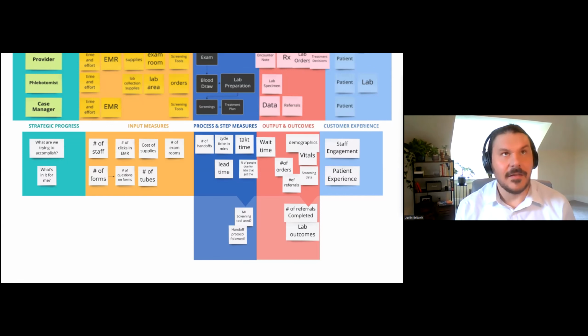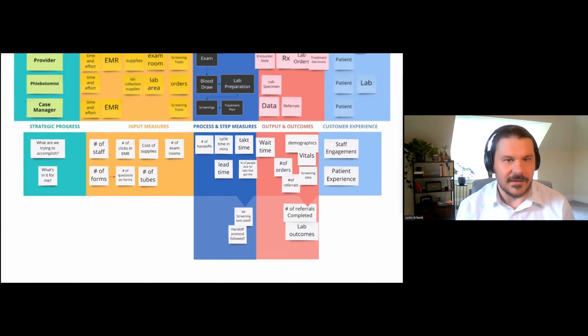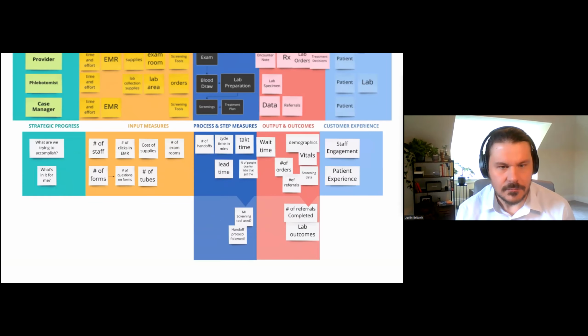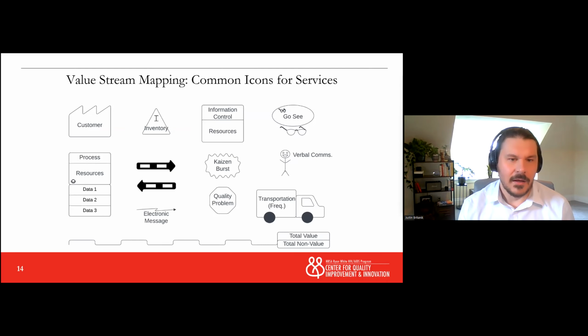So the measures are really helpful to start thinking about, because these are all things we can measure. So start thinking about it now. And when you get to your value stream map, it's going to save you a lot of effort and time at that point. Okay, so that's the SIPOC.